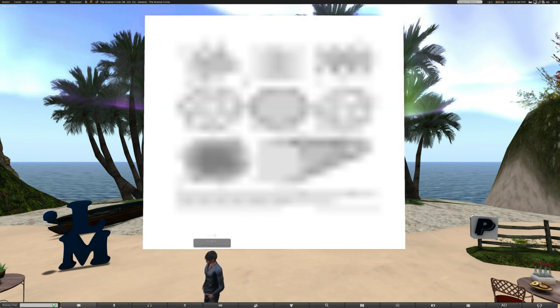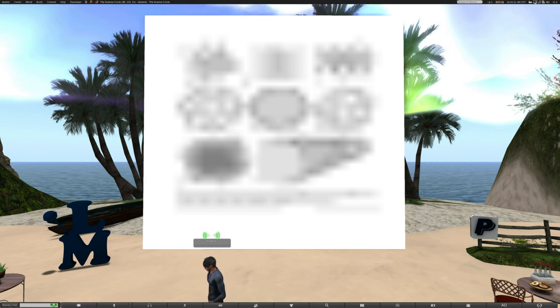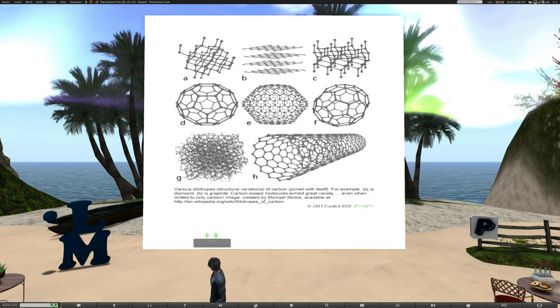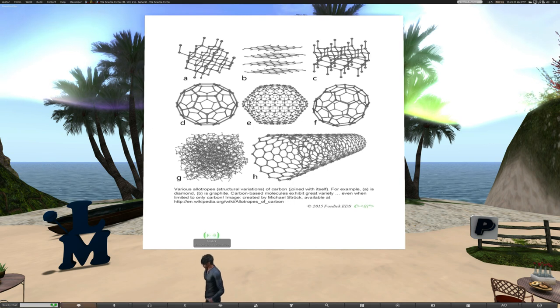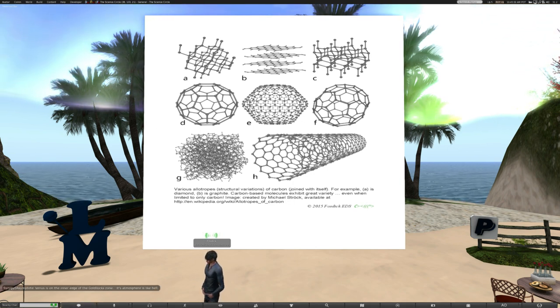So these are the different structures that carbon can take. Carbon is basically an element that can take all sorts of forms, and that gives it great versatility for forming the chemical backbone of life.